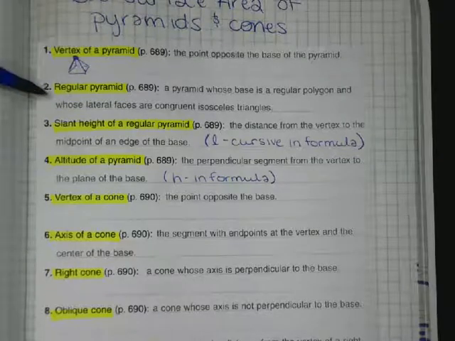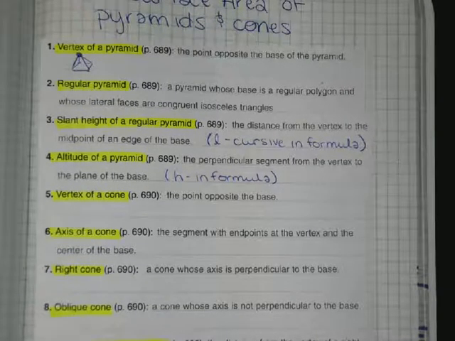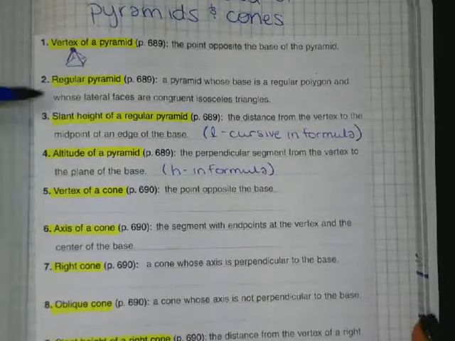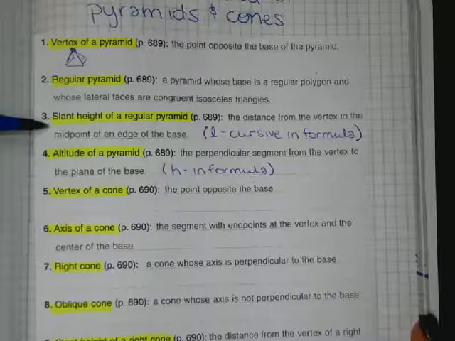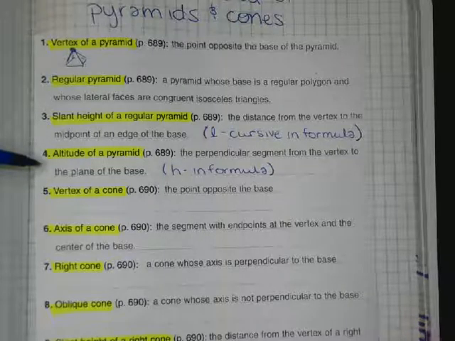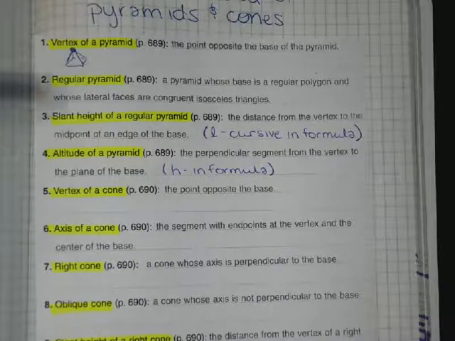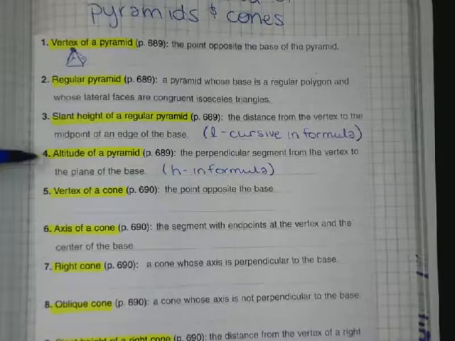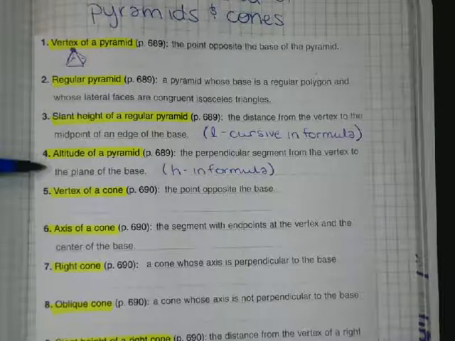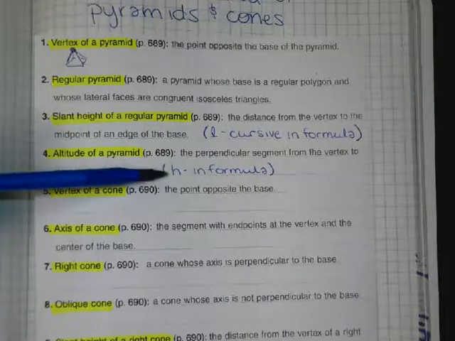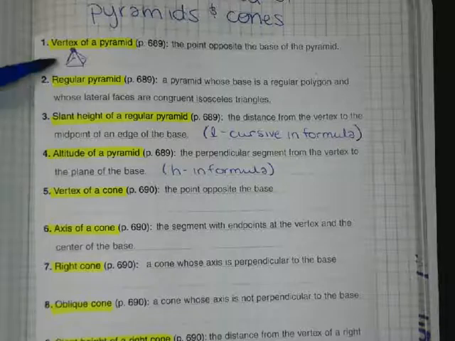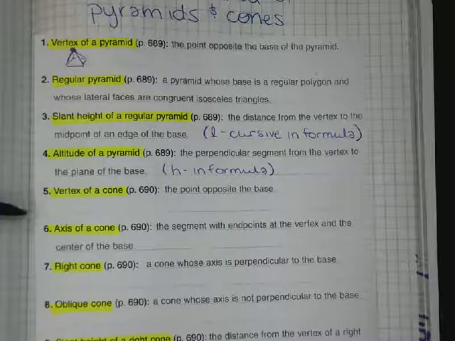All right, then we have a regular pyramid. Those are pyramids who have regular polygons as bases. Then we're going to talk about a slant height versus a different kind of height or altitude. So slant height is the little cursive L that you'll be seeing in the formulas. And then the altitude, just like the altitude of a triangle, that's going to be the H in all the formulas. That's actually the part that goes perpendicular from the vertex to the base.